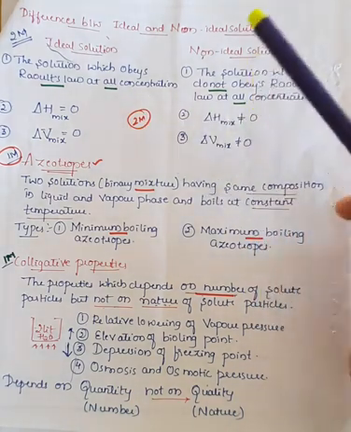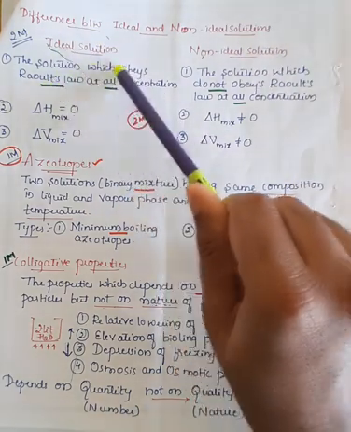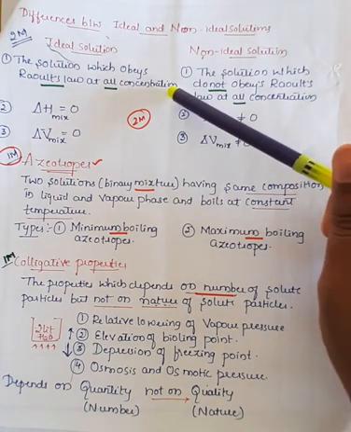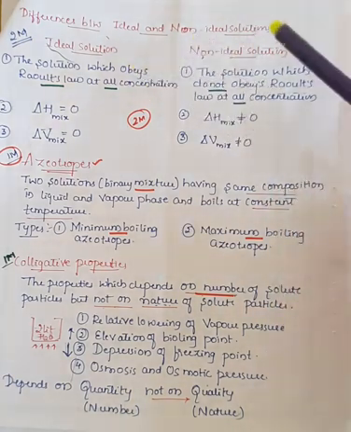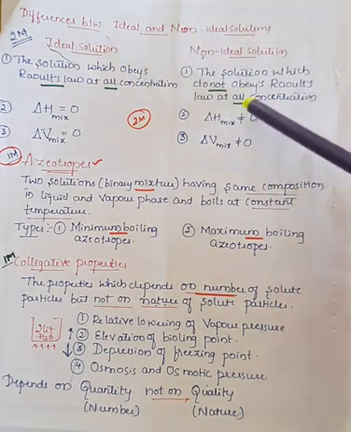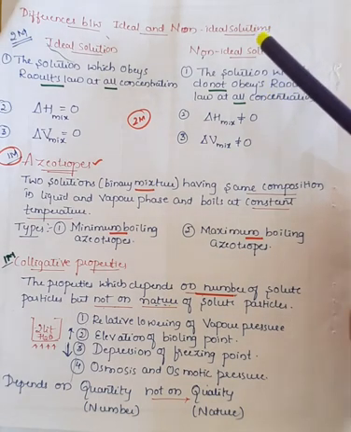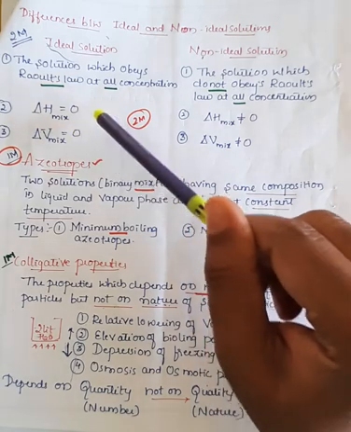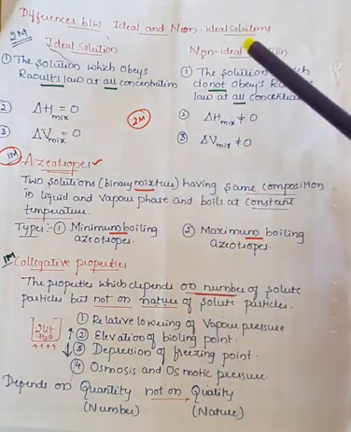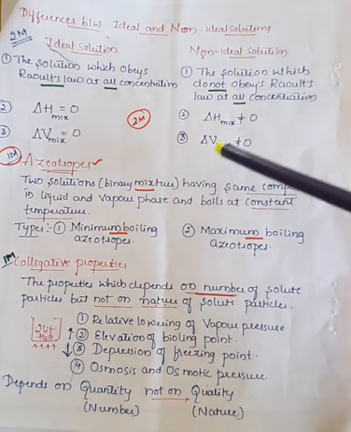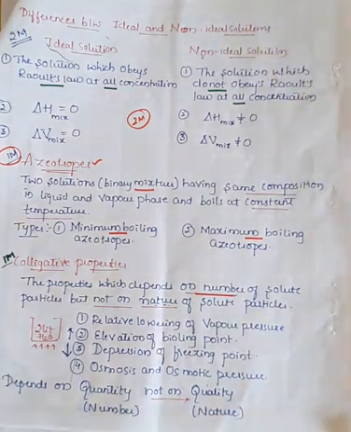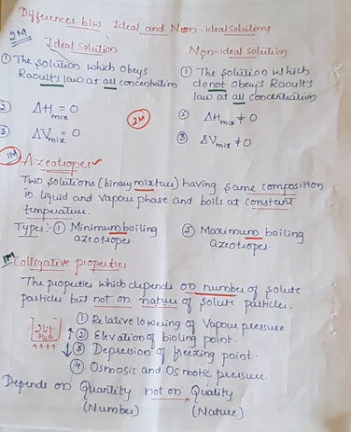I will repeat here. The definition can be given as: the solution which obeys the Raoult's law at all concentration is called an ideal solution, and the solution which does not obey the Raoult's law at all concentration is called a non-ideal solution. In ideal solution, delta H of mixing and delta V of mixing will always be equal to 0. But in case of non-ideal solution, delta H of mixing and delta V of mixing are both not equal to 0. Along with that, there is one important definition that is called azeotropes.